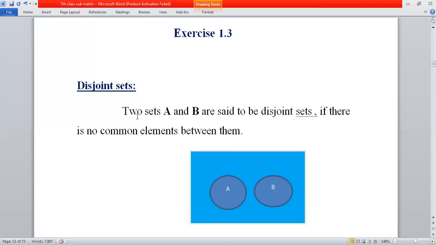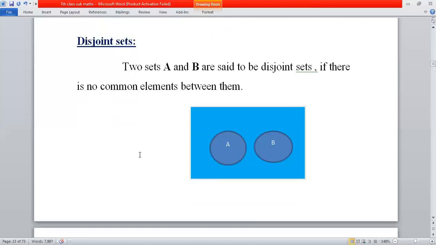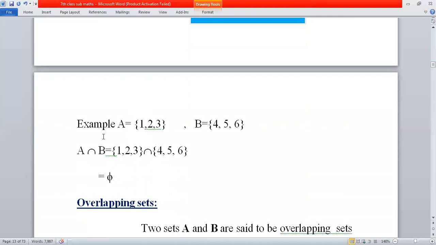Now come to the definition. Two sets A and B are said to be disjoint sets if there is no common element between them. Very easy. It means that if you have two sets A and B, and they are different from each other, with no common elements and no repeated elements in both, then we say that sets A and B are disjoint sets.